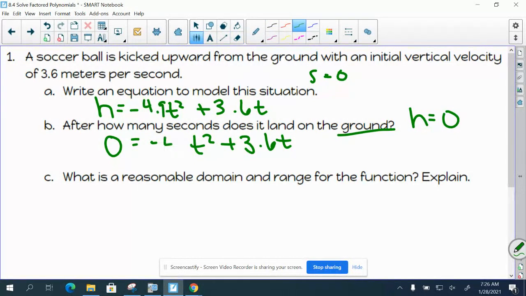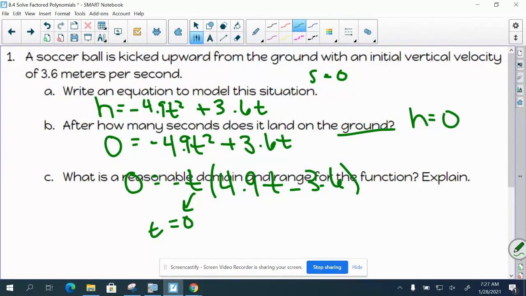All right. So I'm not thinking that 4.9 and 3.6 have anything in common. Maybe they do, but we can actually just pull out a negative t. So 0 equals negative t times 4.9t. And then remember, if we pull out the negative, we're going to flip this sign to minus 3.6. So this would give us t equals 0. That's the beginning time. T equals 0 is the starting.